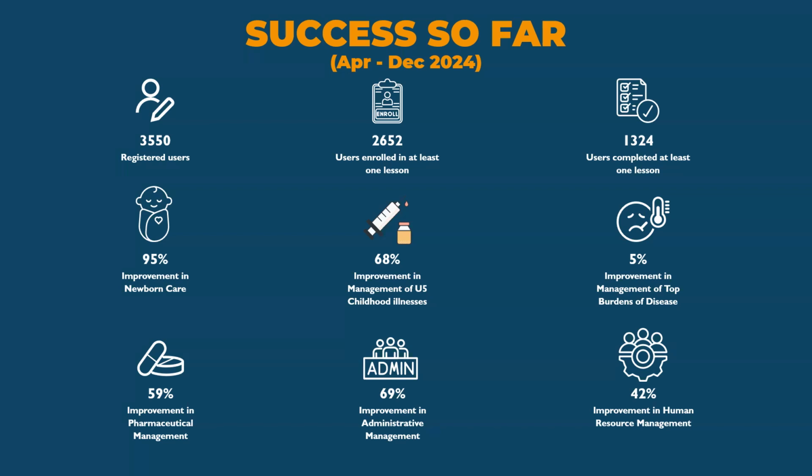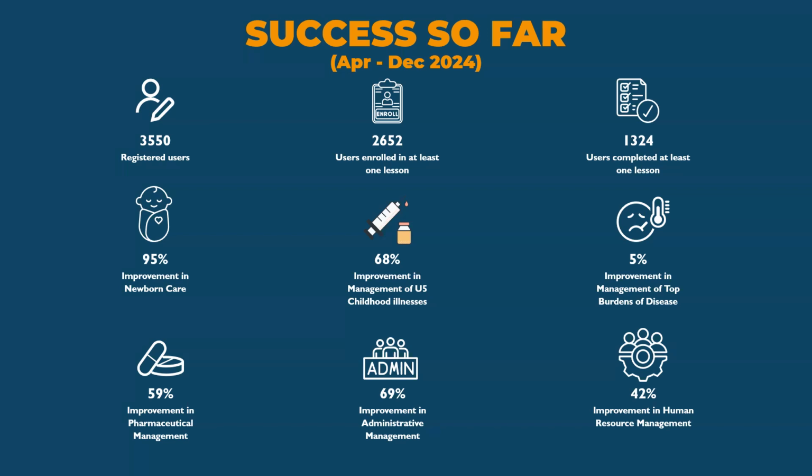We have also seen a 68% improvement in management of under 5 childhood illnesses. But we have also seen an improvement in management of top burdens of diseases by 5%. That is on the medical side.